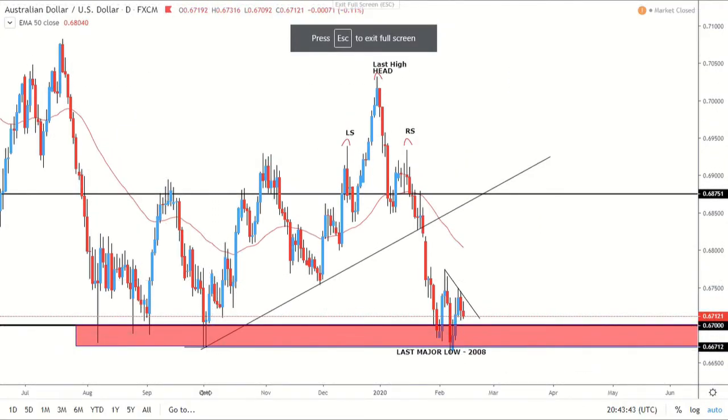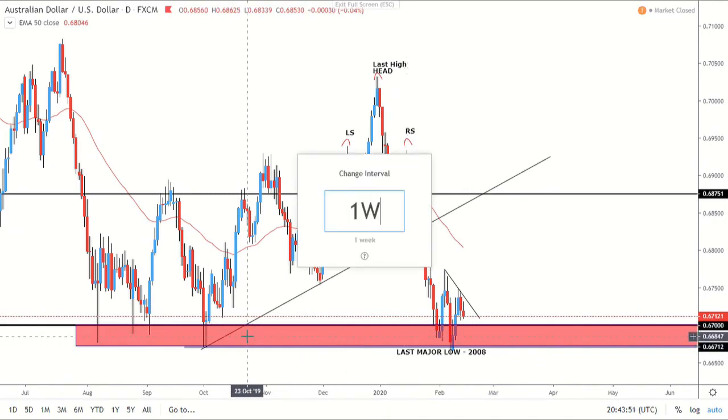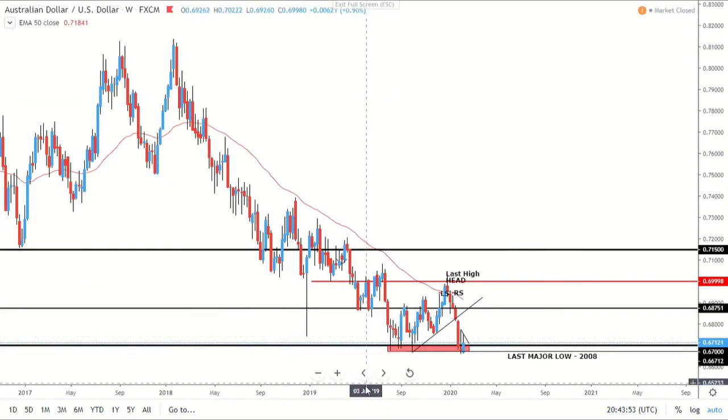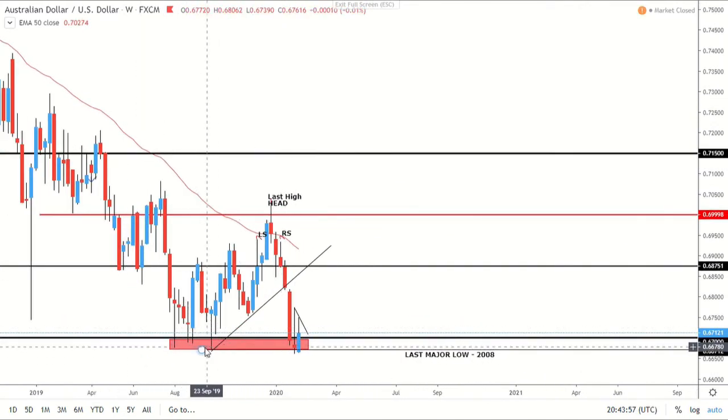And with this pair, what we've got to look at is the fact that we are very, very impulsive to the downside, and it's going to be interesting to see how we react. So as we can see on the weekly, we're sitting at a very, very low level, and the last major low since before this was 2008. So we've got this demand zone here, as we know the buyers will come in because we're at an all-time low, or at the last major low, with it being equal to 2008.